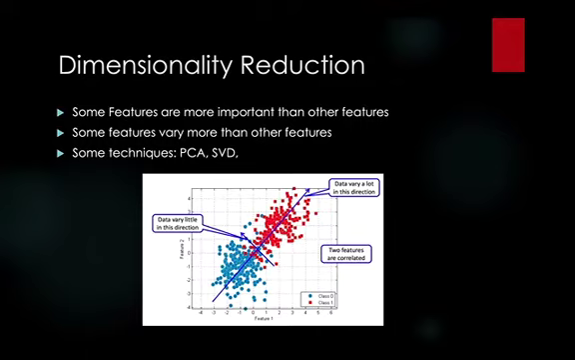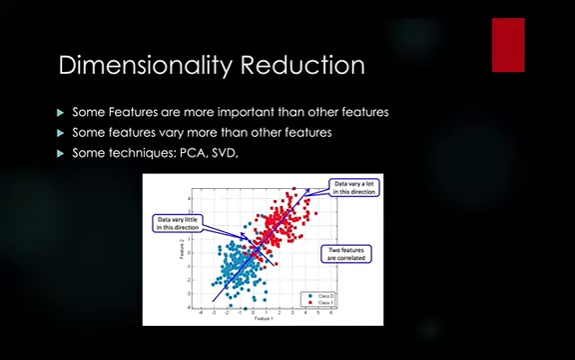But if we're dealing with a data set with, let's say, ethnicity and height, there is some correlation there, but not as much as there is between height and width. So dimensionality reduction is a good way of understanding what features are actually important, what features vary more than other features, and what features are correlated with each other. Some of the techniques here are PCA and SVD.